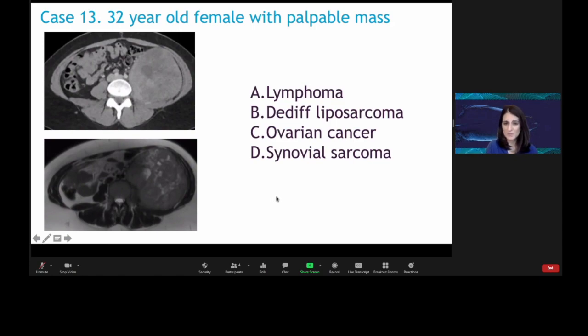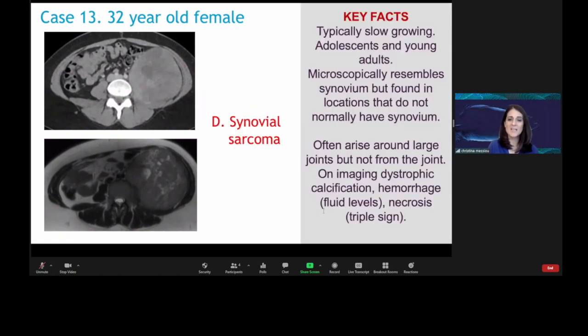I think the votes were split between B and D. And so well done for those of you who voted D. This is synovial sarcoma. These are usually seen in young adults and adolescents, can be relatively slow growing. And remember, they don't actually arise from synovium, although they are often seen around large joints. They're called synovial sarcoma because they histologically can resemble synovium down the microscope, so they're not originating from synovium.